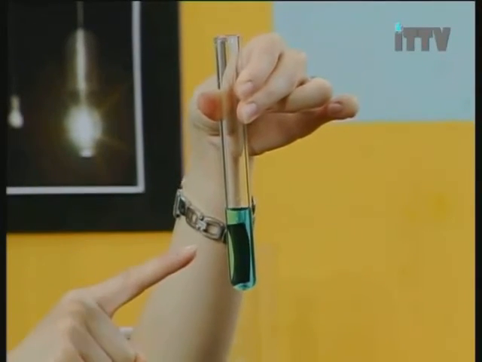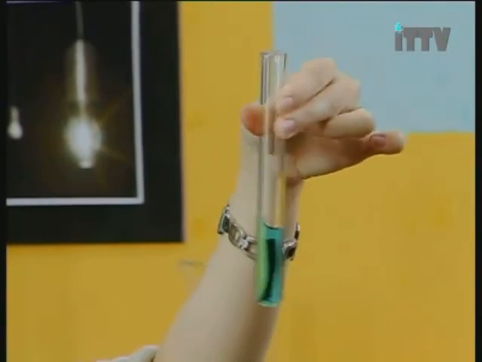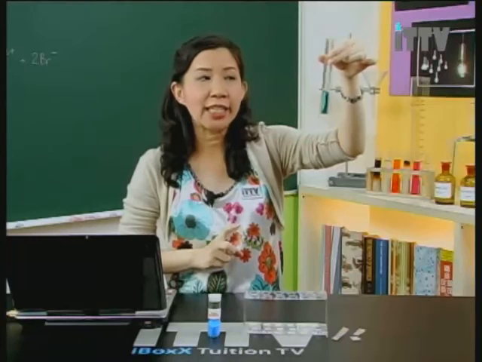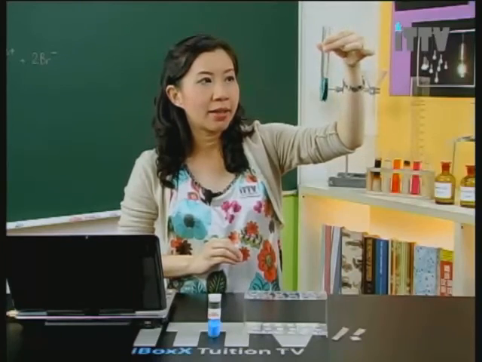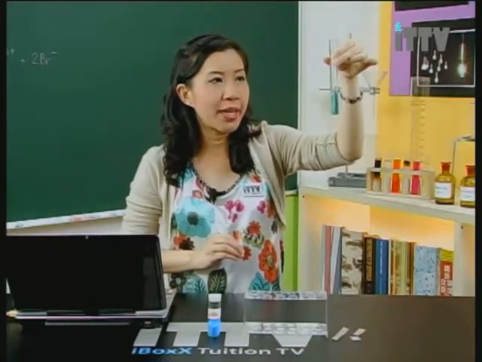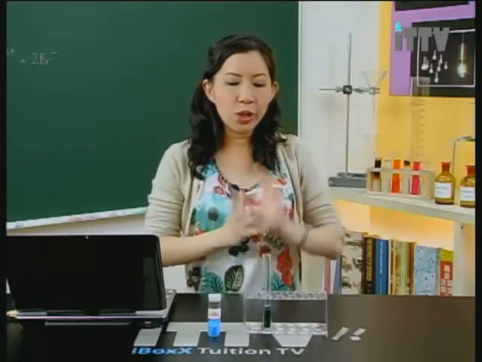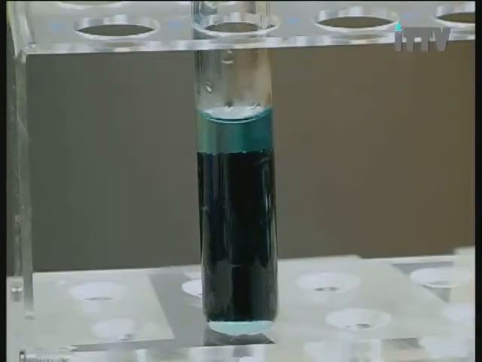So the brown deposit on the zinc strip should be copper metal, which is brown. And after 1 hour, 2 hours, the intensity of the blue color would be very drastically decreased. So this reaction takes time. We'll leave it for about 1 hour or a few hours. So this test tube shows the results immediately after the experiment, and we'll show you the results after 1 hour.